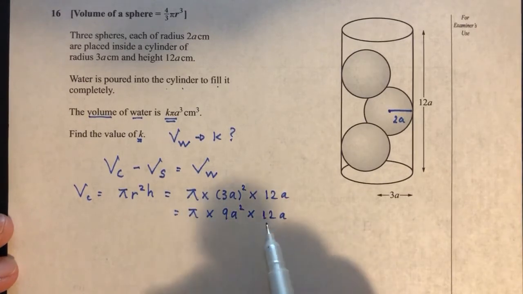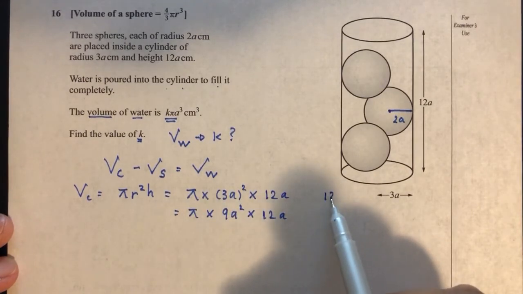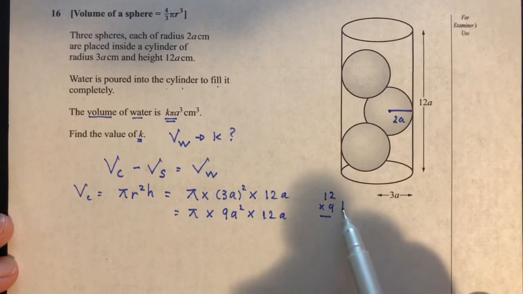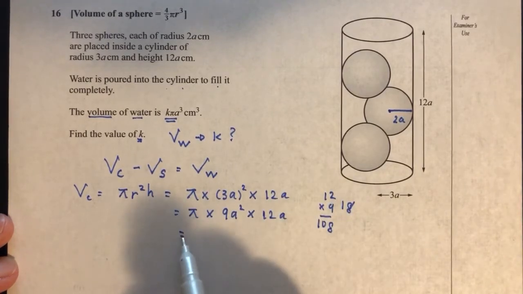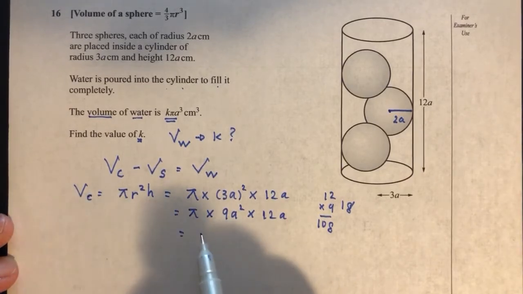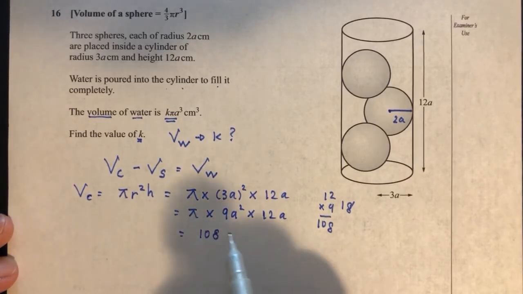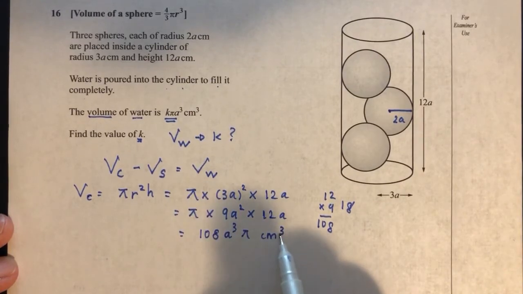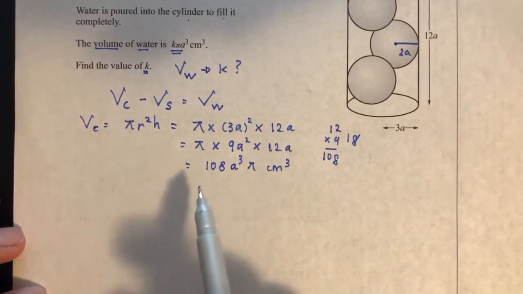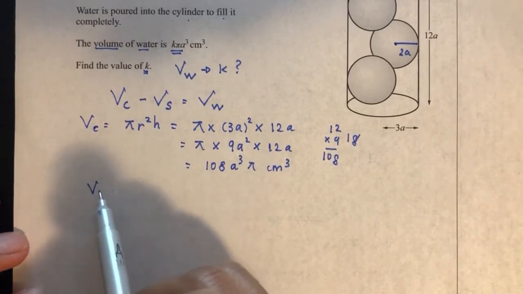So what is 9 times 12? Let's do the math. That will be 108. So the volume of the cylinder will become 108a cubed pi centimeter cubed. And now what is the volume of the spheres?